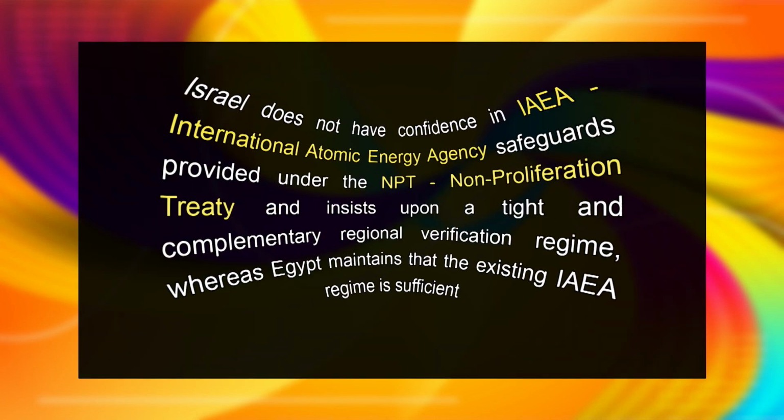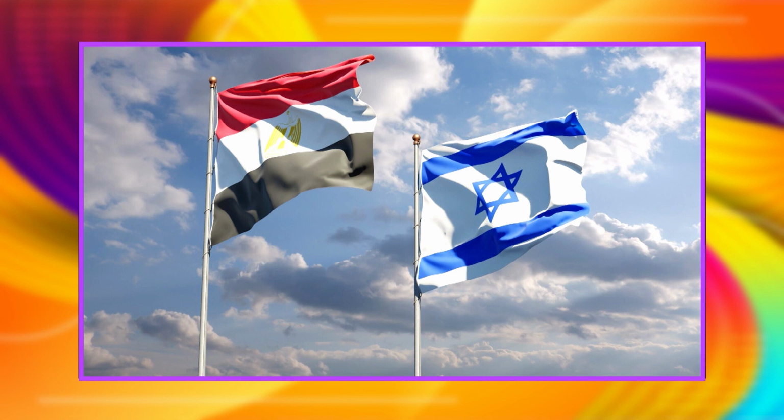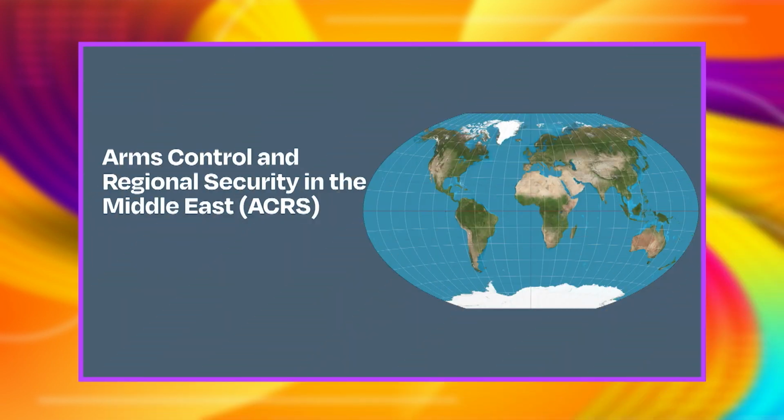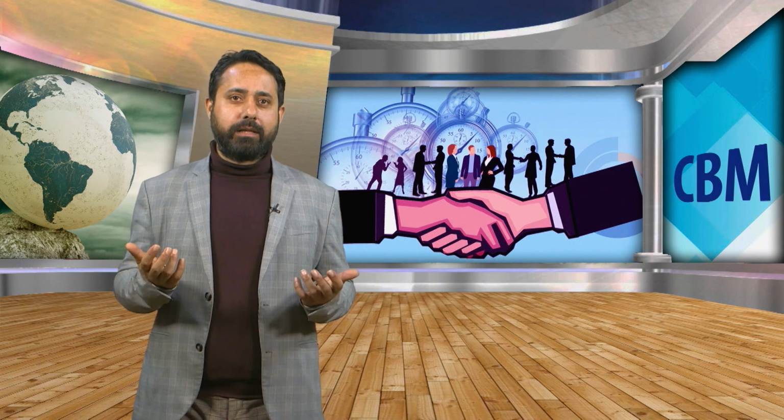Egypt and Israel also differ in their requirements for a future nuclear weapons free zone in the region. Israel does not have confidence in IAEA safeguards provided under the NPT and insists upon a tight and complementary regional verification regime, whereas Egypt maintains that the existing IAEA regime is sufficient. Because of the fundamental clash between Israel and Egypt, ACRS has not held a formal plenary meeting since September 1995. Still, the group continues to pursue informal activities and many regional parties attended track 2 events as well.